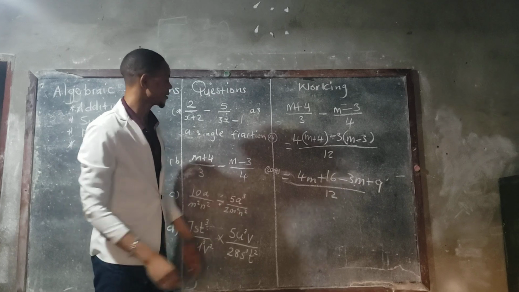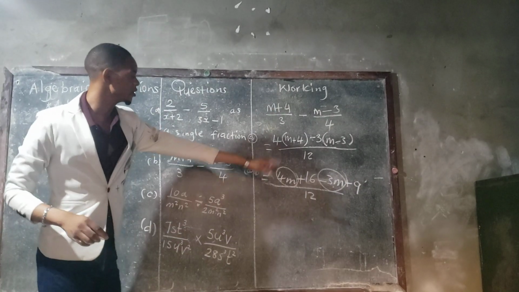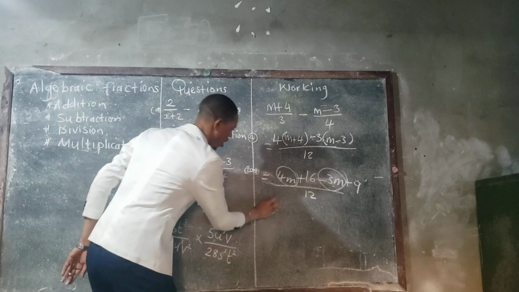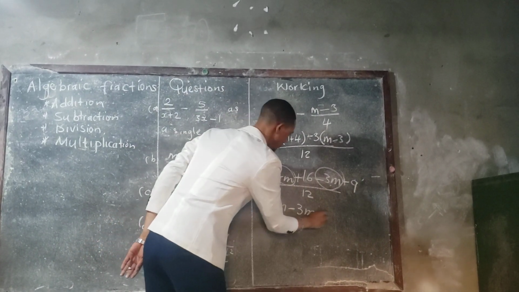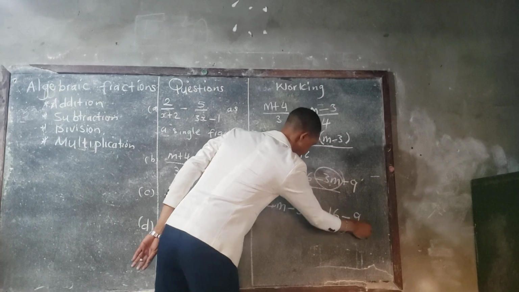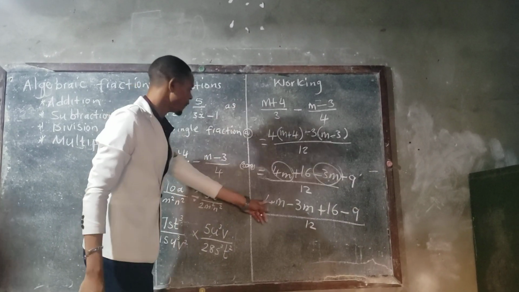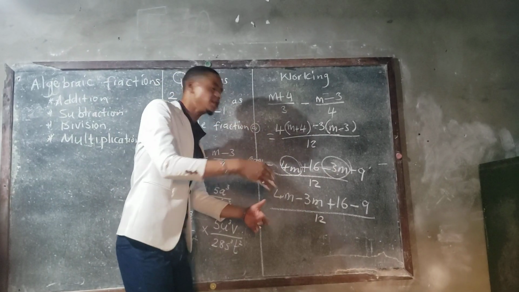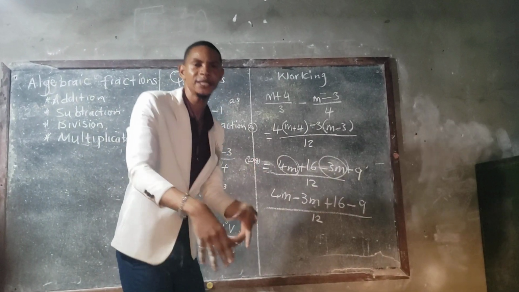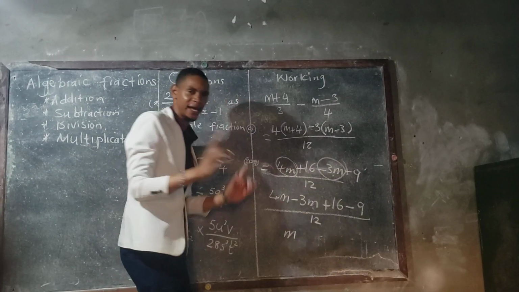So I will collect the like terms, and my like terms here are these 2 terms. I'll group them together, and I'll have 4m minus 3m plus 16 minus 9, all over 12. Then 4m minus 3m, 4m take away 3m, we remain with 1m. So you're going to have m there, just like m.